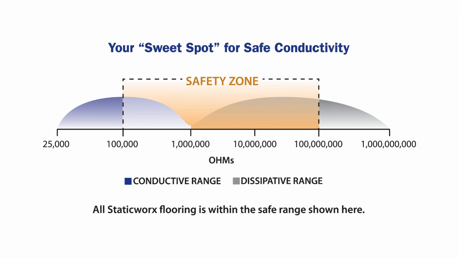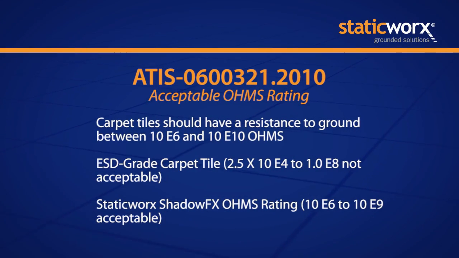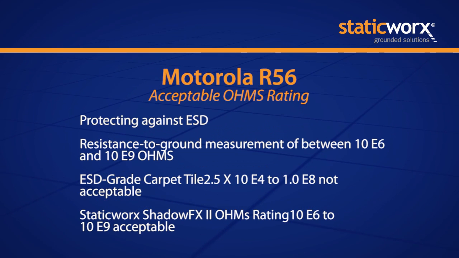So when we look at floors, what we're actually trying to do is find a floor that's somewhere in between 2 inches of water and the carpet in your living room, something in the middle there. In our industry, we call that the sweet spot. And fortunately, we have these documents, the ATIS document, the Motorola document, the FAA document, to guide us. And if you look at all these documents, they tell you specifically what that ohms rating is supposed to be and what it's not supposed to be.